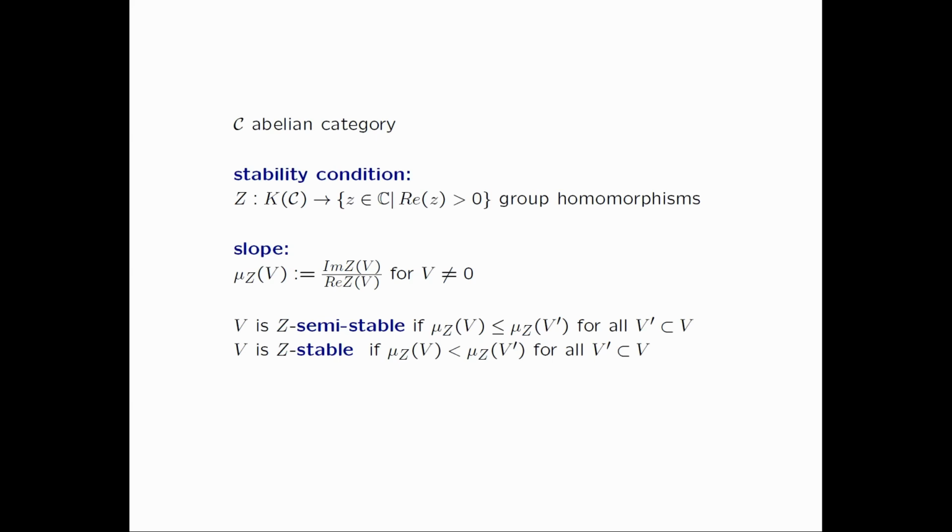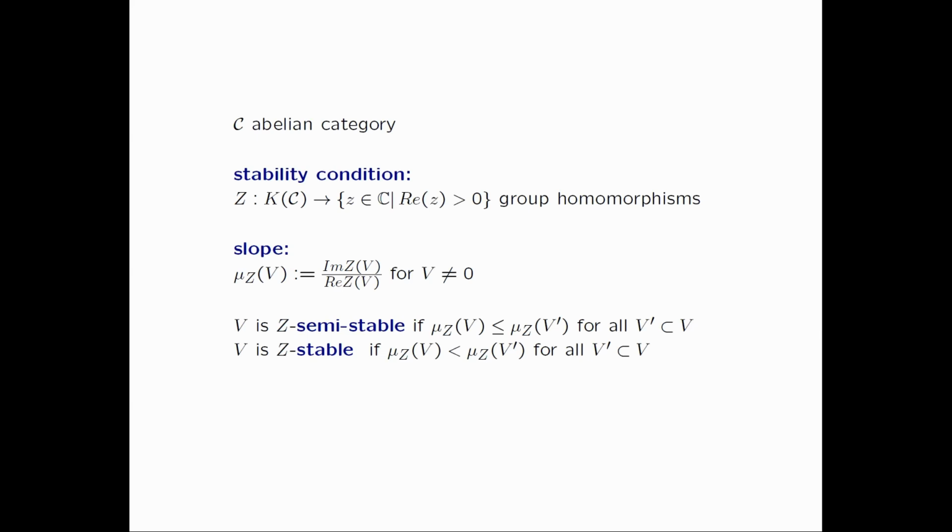Only we take the half plane where the reals are positive. So we take this as a good homomorphism and define a slope. Z of V is a complex number, so we can take the imaginary and the real parts, and we define the slope for every non-zero V.